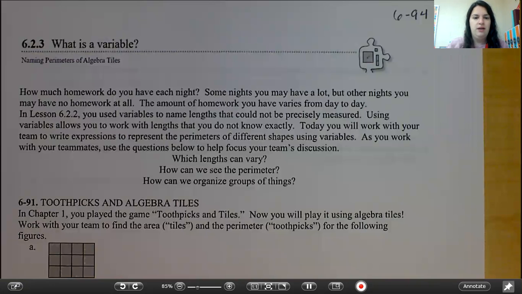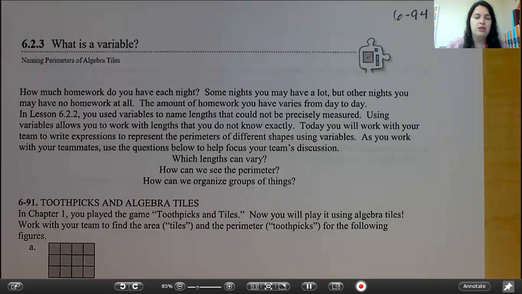How much homework do you have each night? Some nights you may have a lot, but other nights you may have no homework at all. The amount of homework you have varies from day to day. In lesson 6.2.2, you used variables to name lengths that could not be precisely measured. Using variables allows you to work with lengths that you do not know exactly.